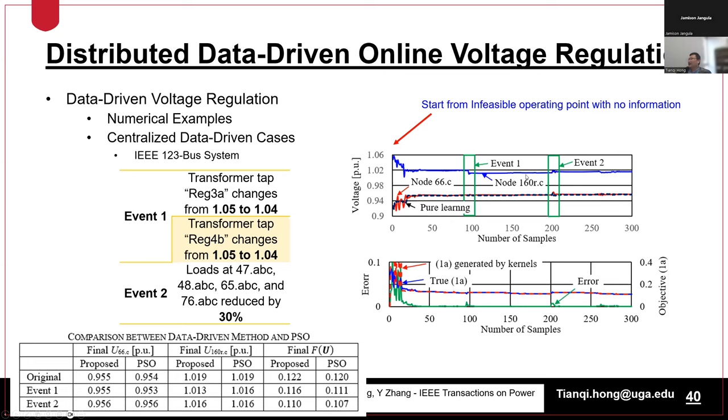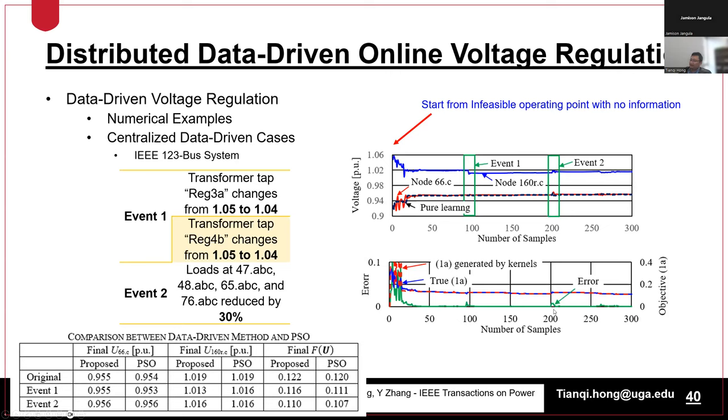But if you look at the figure below about the objective, in the beginning during the learning phase, we have large errors and large jumps in the objective function and the error curves. After around 30 samples, everything becomes smooth. The errors are reduced to a very small level. When event one happens, you can see the error increase a little bit, but it quickly reduces to a certain value because the model is updated by the proposed kernel method. The cost keeps reducing, and a similar behavior can be observed in event two.